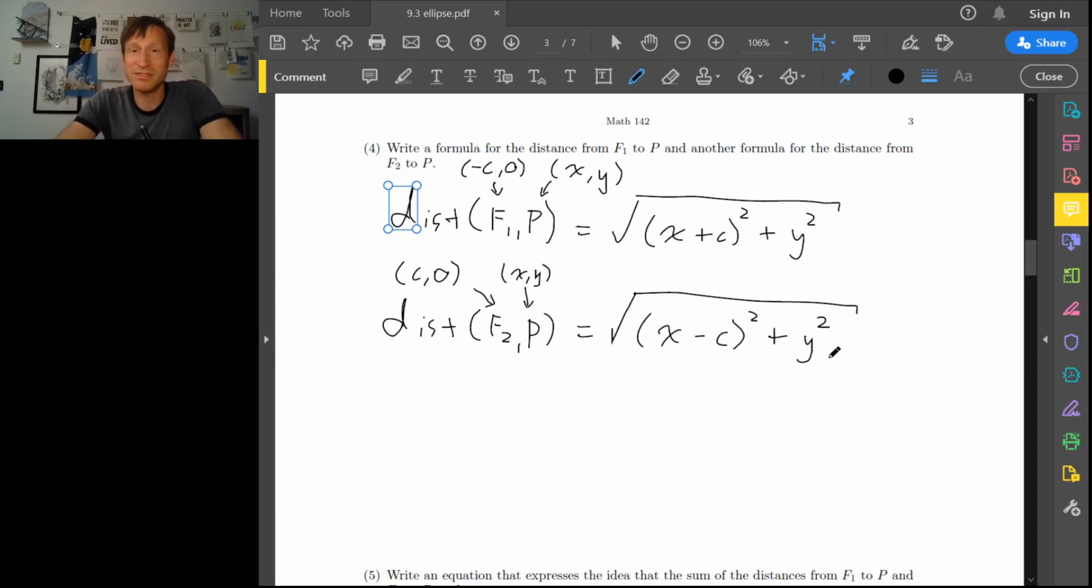All right, these are the pieces we need to write an equation for the ellipse, so go ahead and write your equation of an ellipse.